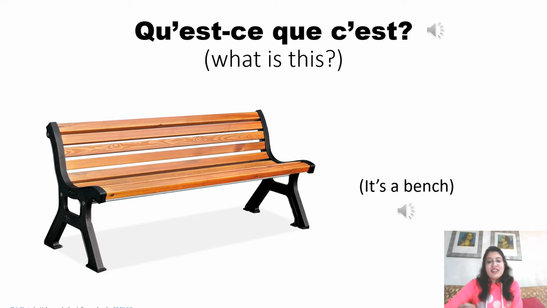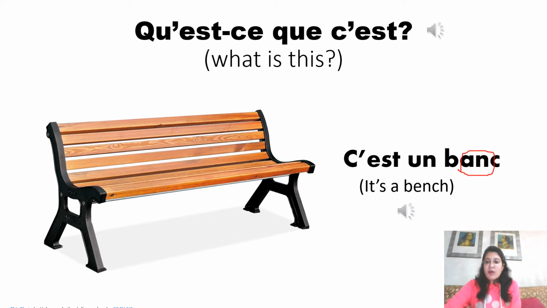Qu'est-ce que c'est? C'est un banc. Now notice that here the an sound is pronounced as on, and the last letter c is not pronounced. Generally, I told you that the last letter of the word is not pronounced, so here it is not pronounced. We pronounce it as c'est un banc. And here, as I told you before, the linking of the words has been done. Qu'est-ce que c'est? C'est un banc.